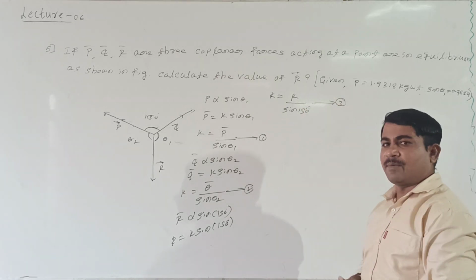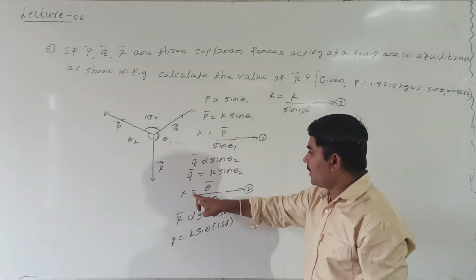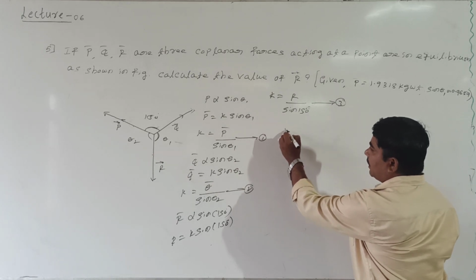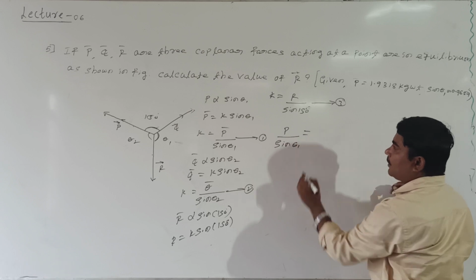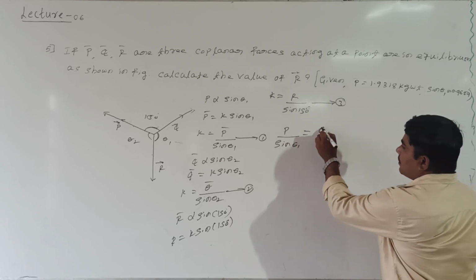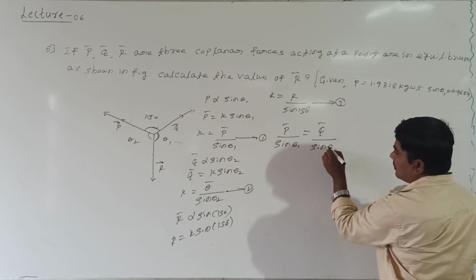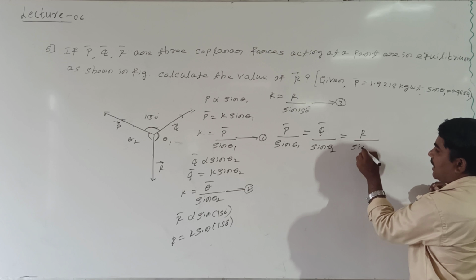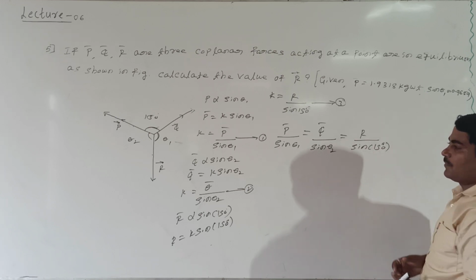We have already learned Lami's theorem. Now compare equations 1, 2 and 3. Here K, here also K, here also K. From equations 1, 2 and 3, what are we getting? P divided by sine theta 1 equals Q divided by sine theta 2 equals R divided by sine 150. Are you following?